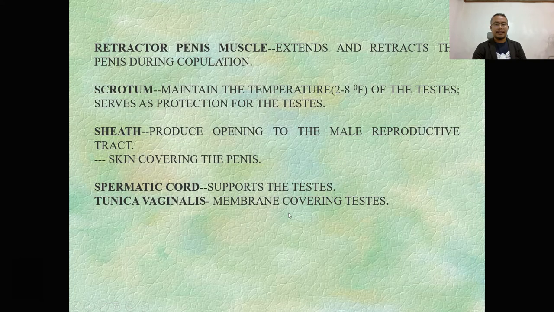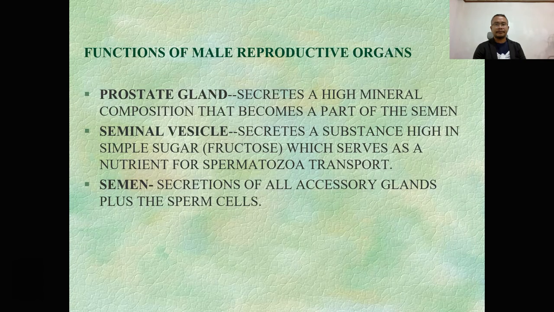Okay, tunica vaginalis, a membrane covering the testis. I don't know if you have already had experience in doing castration. Because after lacerating the outer skin covering, there is a white membrane covering the testis that you will see after the laceration. That is called the tunica vaginalis.